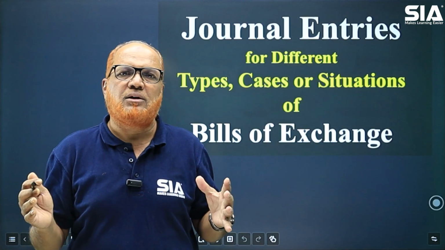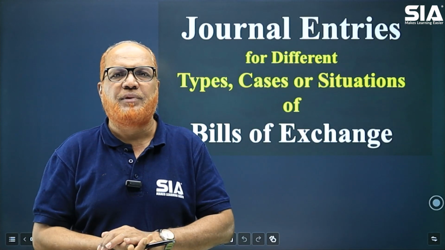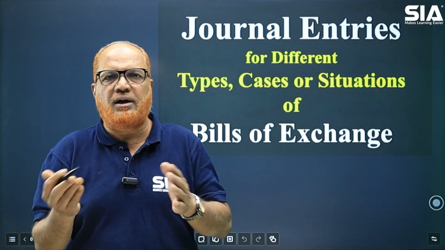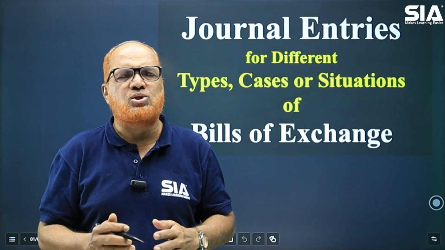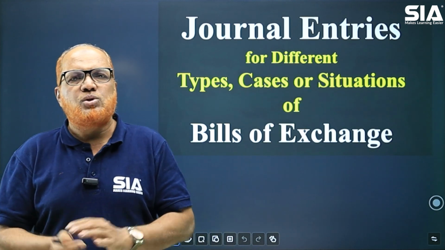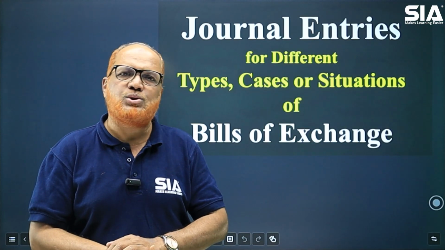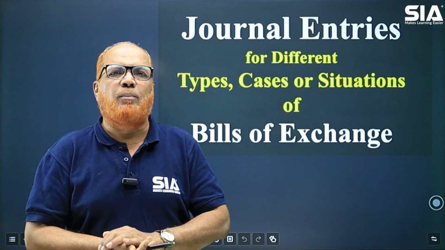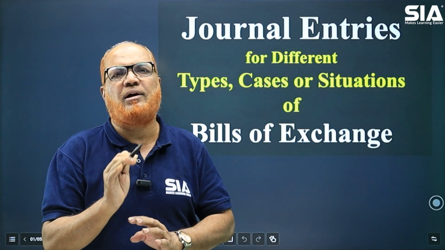It's a vast topic because we have so many different cases and situations where a bill of exchange is drawn and accepted, then honored, dishonored, then discounted, sent for collection, endorsed. So many things are there. If you are perfect in the journal entries, then only will you be able to solve the problem. So before going to the problems, I suggest you be perfect in the journal entries.